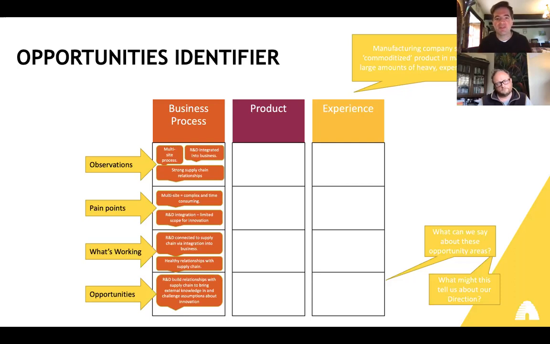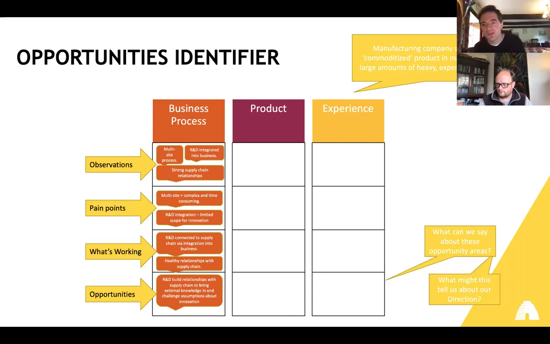And then you look at all of your observations and you say, right, okay, so we're multi-site. Now that means that we have a complex and time-consuming process for creating our end product. We also have our R&D integrated into our existing infrastructure, which actually means there's potentially limited scope for innovation because R&D gets sucked into the day-to-day. They get sucked into problem solving, fixing things rather than exploring the new, rather than innovating. So there are a couple of pain points that you can identify from those observations that we've made.